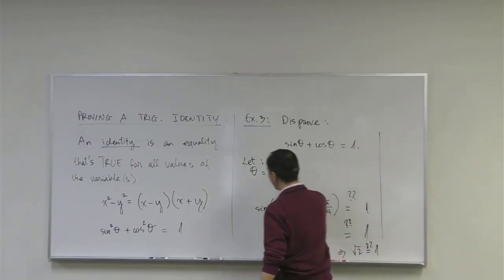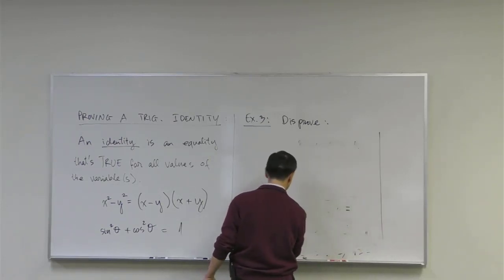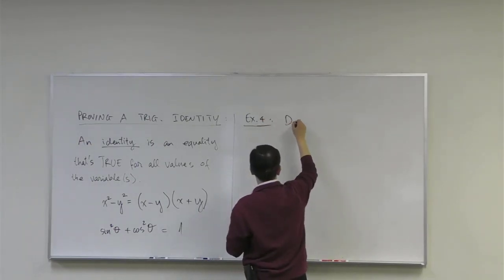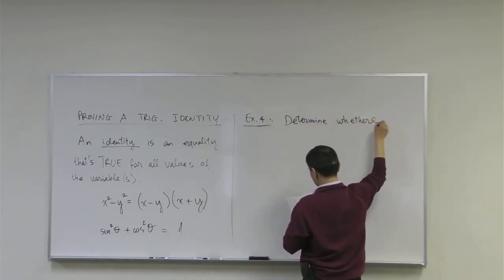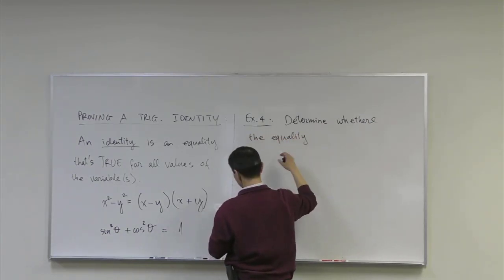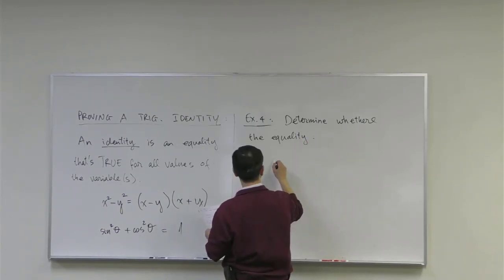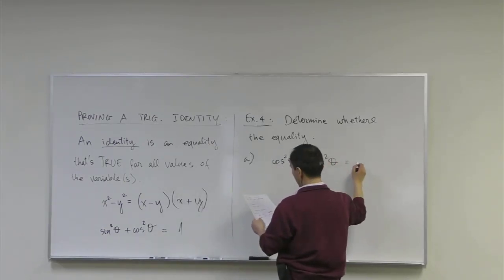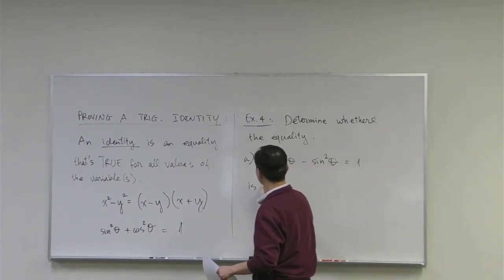Now let me bring in the third one. The next kind here. The third kind of problem. We're putting that in example 4. Let's say the wording instruction says, let's determine whether the equality, how about the first equality right here? Part A. Cosine square of theta minus sine square of theta equals 1. So we want to decide whether that is true or false.